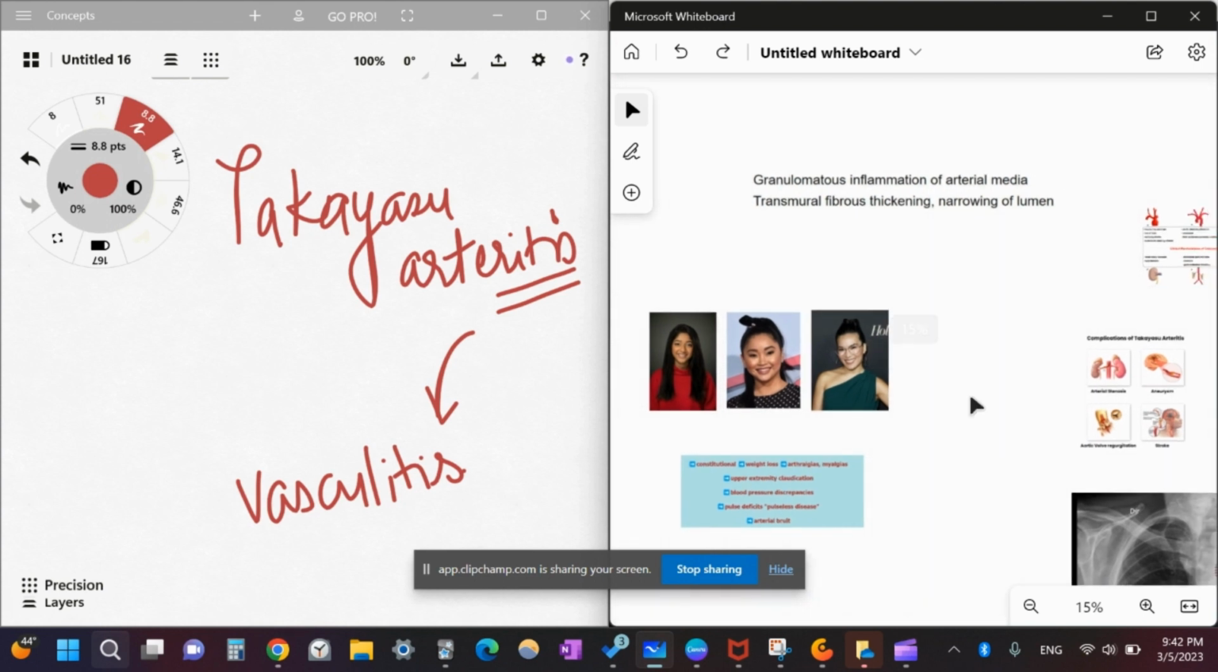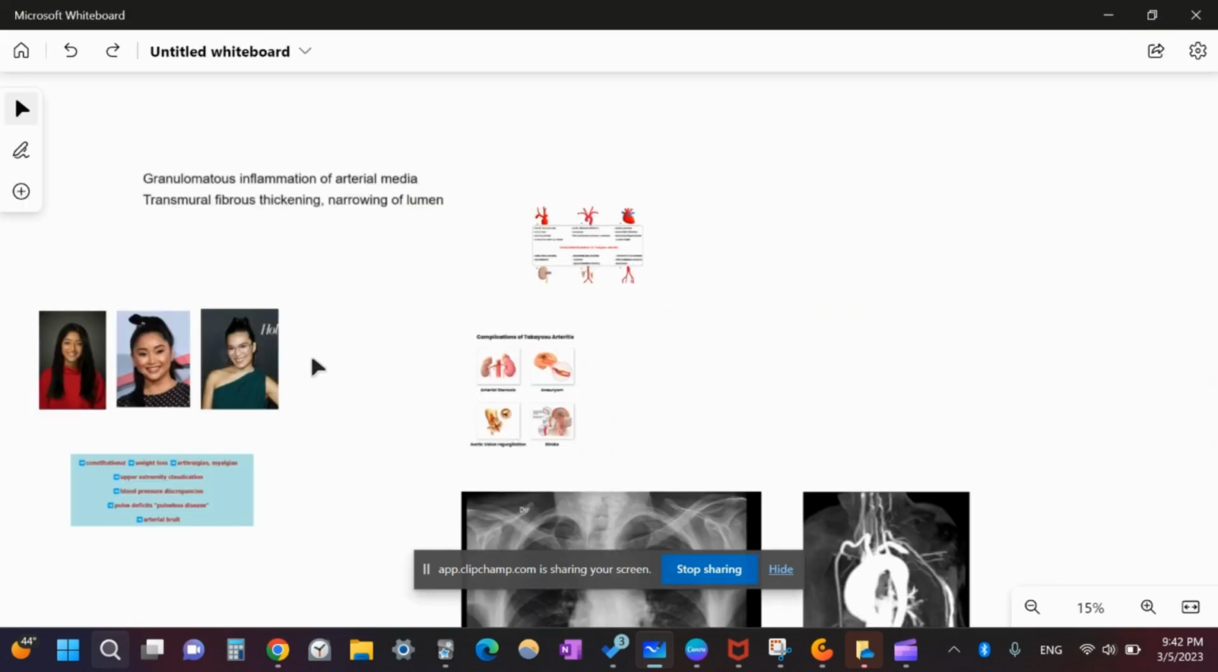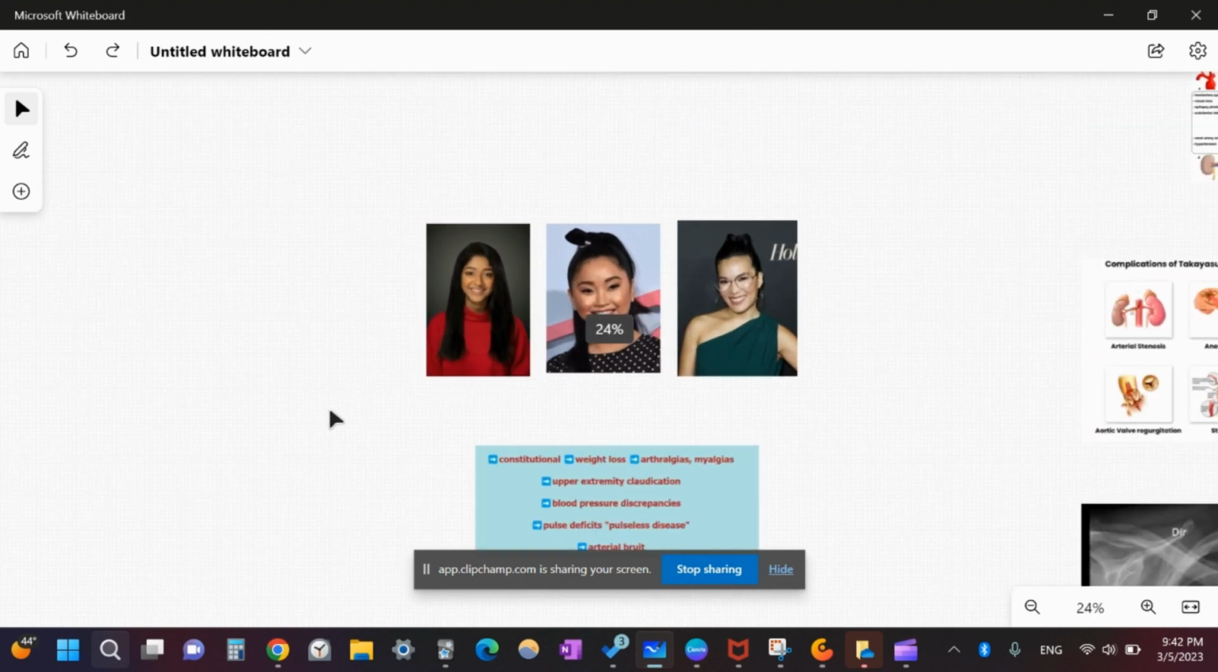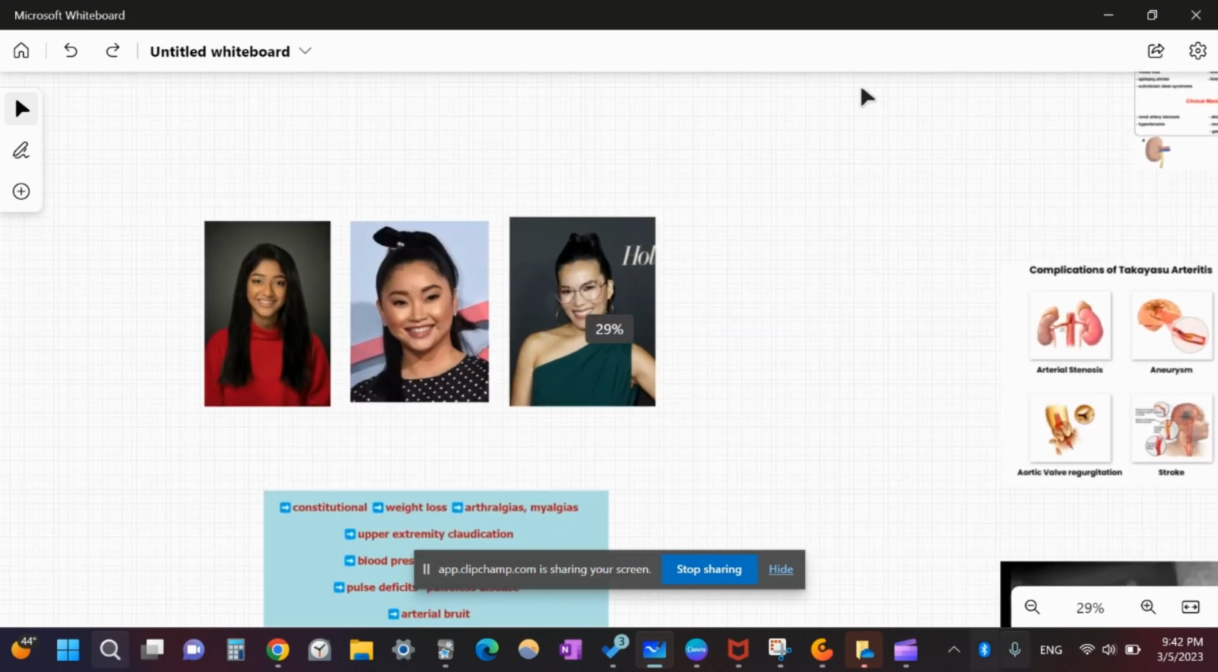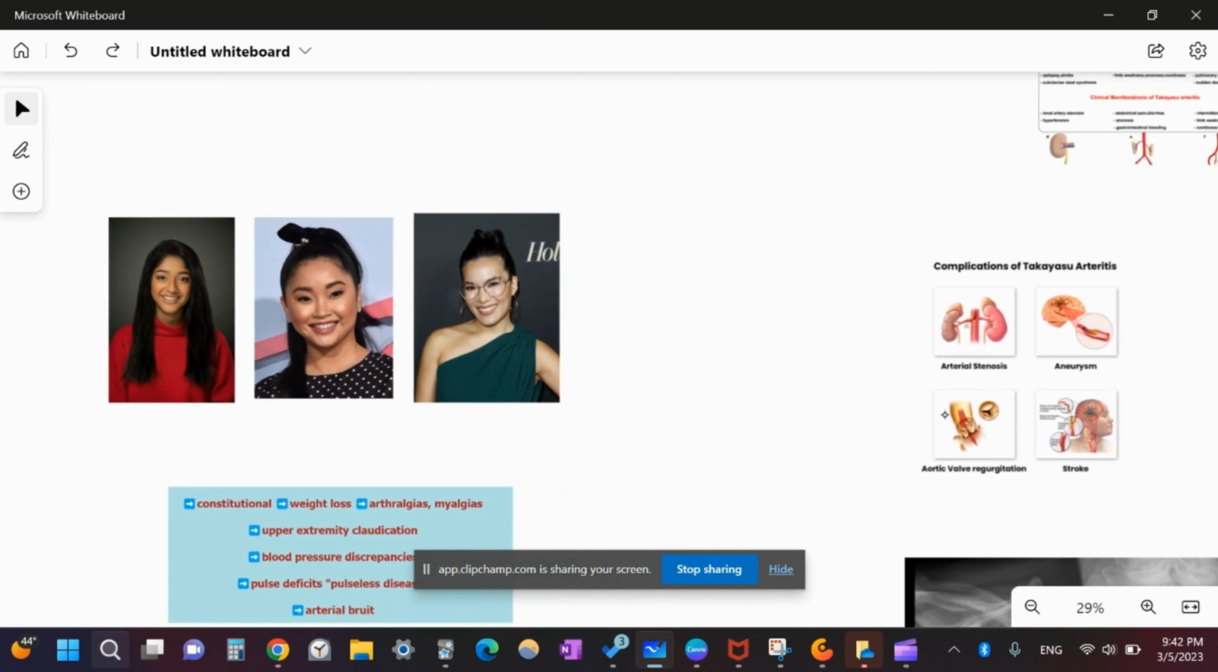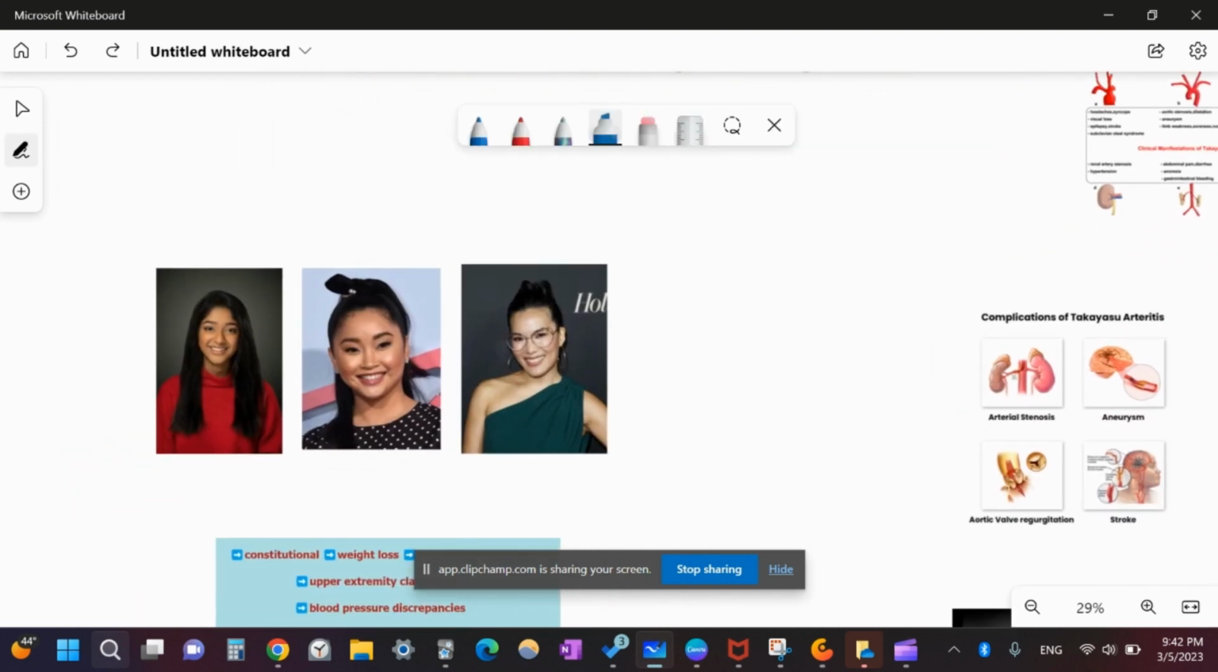It's going to be seen in young Asian women. So I have taken the liberty of putting out the pictures of some young Asian celebrities that I like a lot. One is Medve Ramakrishnan, the other one is Lana Condor, and the other one is Ali Wong. One more thing that I want to make clear is that it happens in women that are 40 or less than 40 years of age, and you can remember it by Ali Wong is now 40, so you want to think Ali Wong or younger.